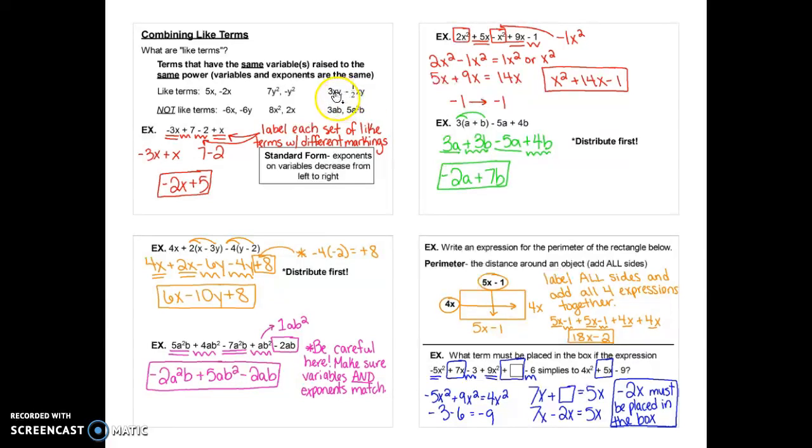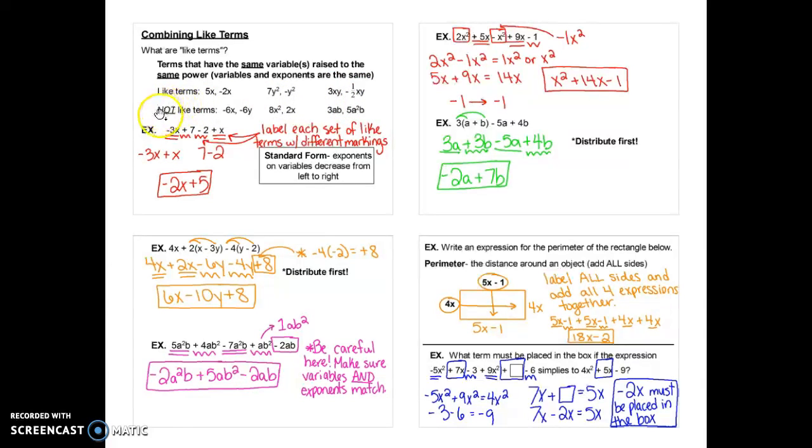Both of these terms have an x and a y, and in both of them, the x is to the first power, and the y is to the first power in both of them, which makes them like terms. Okay, so you can have more than one variable as long as in both of these terms, like they are here, the variables are the same and the exponents on each of those variables is the same.